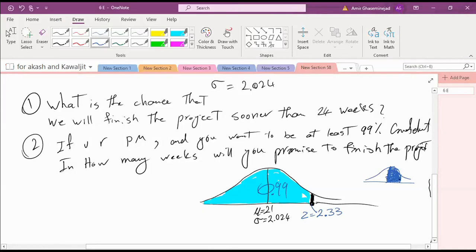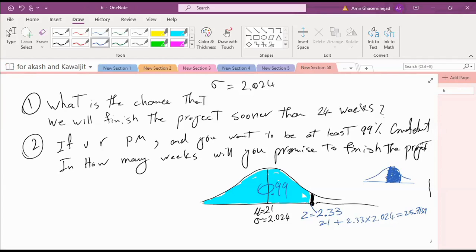So the chance of all of those things that happen less than 2.33 standard deviations above the mean is 99%. So what is this point? This point is the mean plus 2.33 standard deviations. So please tell me the result. It's 25.7159. So will you promise that you will finish the project in 25 weeks? No. Will you promise that you will finish this project in 26 weeks? Yes. And then you will be more than 99% confident that you will be successful.